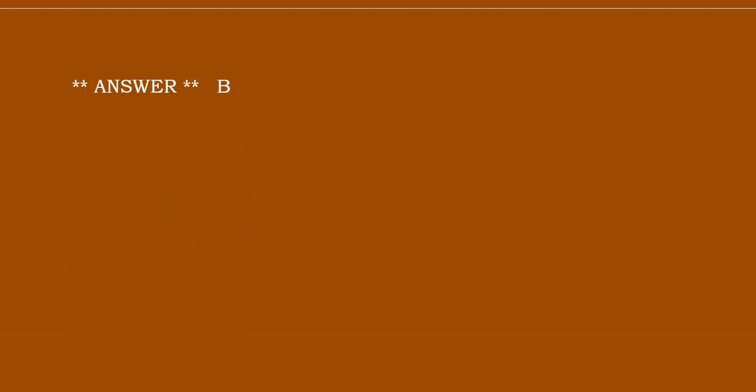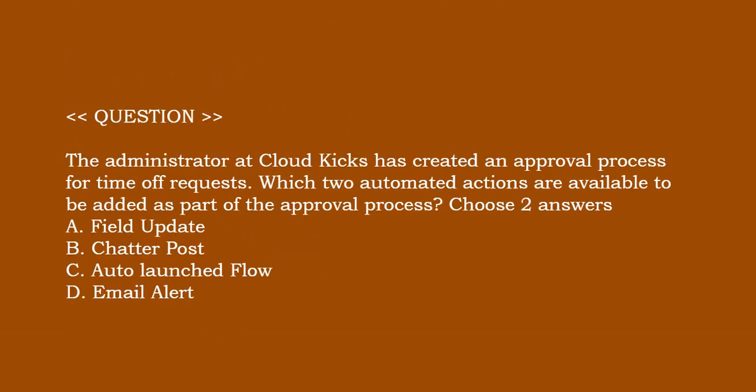Next one. The administrator at CloudKicks has created an approval process for time off requests. Which two automated actions are available to be added as part of the approval process? Option A, field update. Option B, Chatter post. Option C, autolaunched flow. Option D is email alert. Correct answer is option A and D.